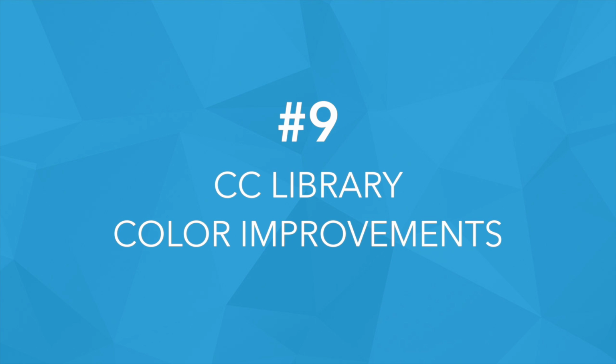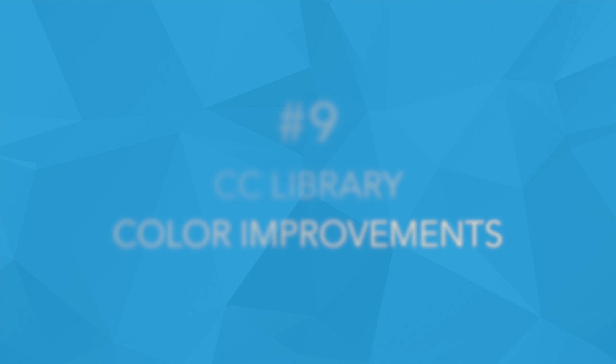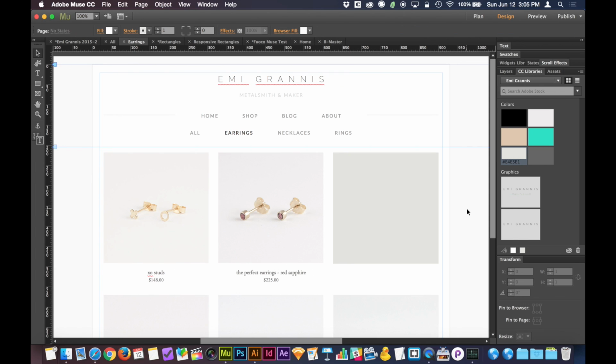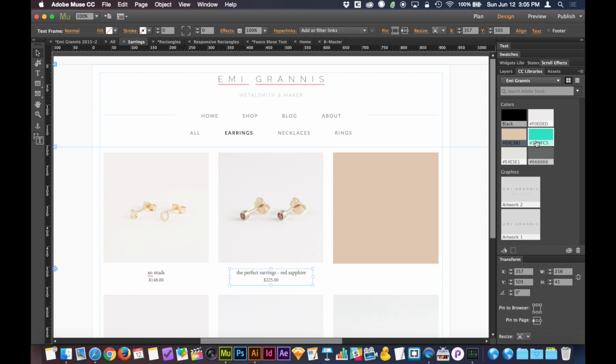The next feature is a big improvement for those of you who are using CC libraries, especially to store colors, where previously, in the previous version, colors weren't very friendly. It didn't allow us to add our colors to our swatches. It didn't allow us to choose if we wanted to do a fill or a stroke. So now, finally, if you have an object selected and you click, by default, it will set the color as a fill. If it is a text box, it'll still set the color as a fill.